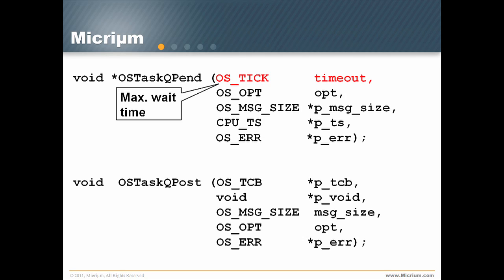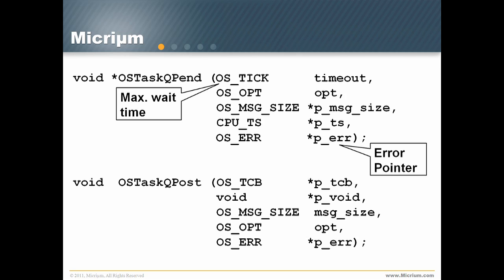If a message is received before the specified timeout period elapses, then the task can access the message through the return value of OS Task Queue Pend. If, on the other hand, no message is received, the task will receive notification of the timeout through the function's error pointer argument. Messages are placed in a queue much as they are removed from one, via an API function.